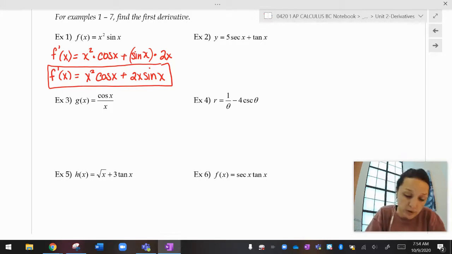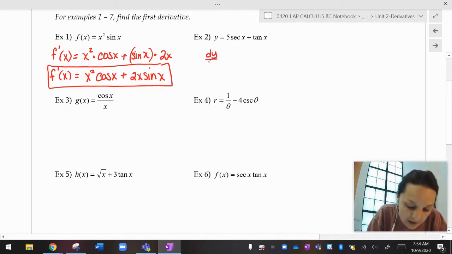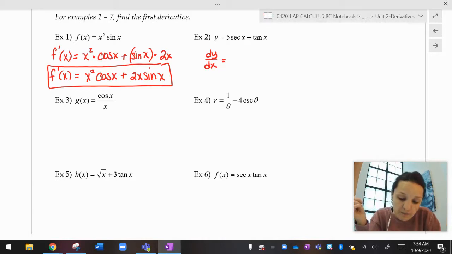Example 2, 5 secant x plus tangent x. Don't need a product rule here. So since it's written as y, I'm going to write the derivative as dy dx. If my original function is written in function notation, I'm using the prime. If my original is written as y equals, I'm going to write the derivative as dy dx.